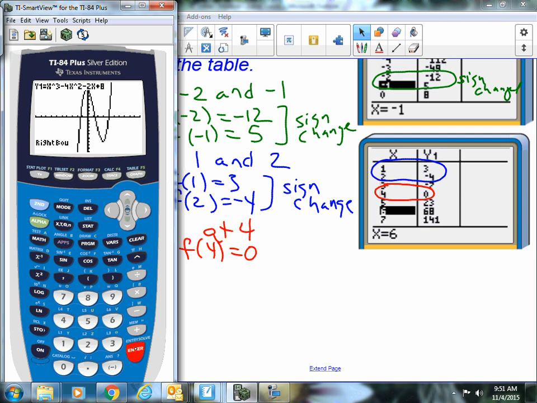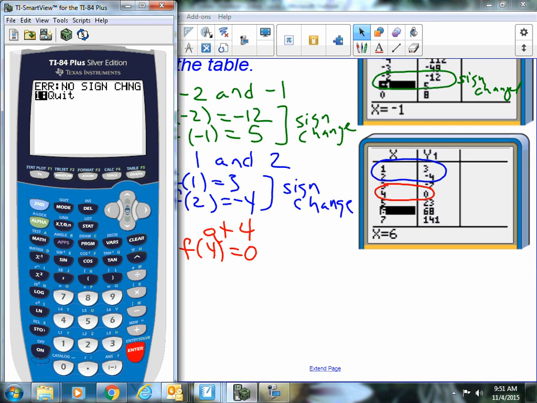So say I did my left bound here, and then I do my right bound, say there, and then I do my guess. Now, there's not a 0 in between those two places on the graph. It's not crossing the x-axis. Watch what the graphing calculator says. It will tell you error, no sign change.